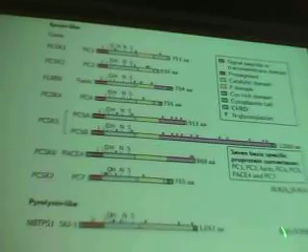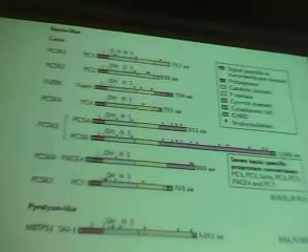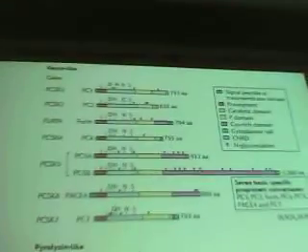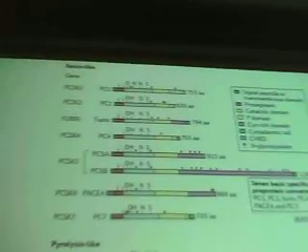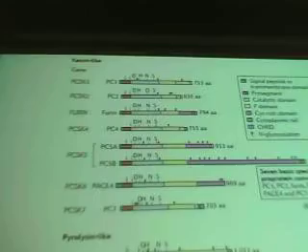It's called the prodomain. Remove the prodomain, and they cannot get out of the endoplasmic reticulum. Why? Because they cannot fold. They don't get the right shape, and there is this quality control protein that says, no way, you don't get a visa to get out of the cell. So they need help to fold, to get the right fold.